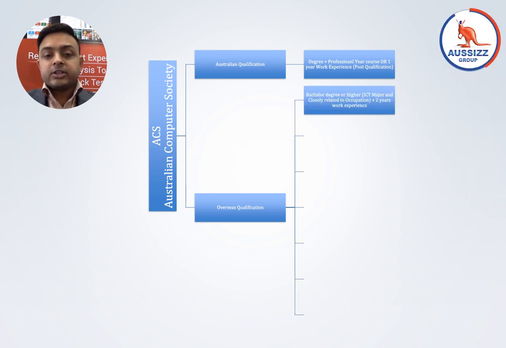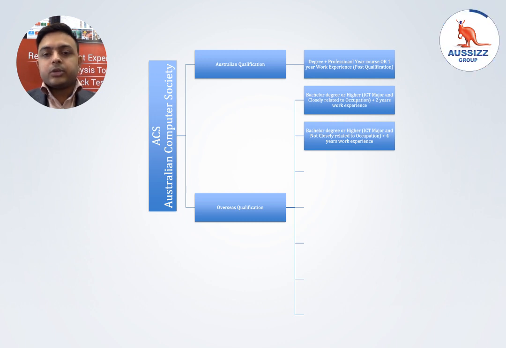So the bachelor's degree which has ICT bachelor's degree or higher equal to an Australian qualification. If it is ICT major and closely related to the occupation, then the person needs to have at least 2 years work experience. If the bachelor's degree is ICT major but not related to the nominated occupation, then the person needs 4 years work experience in that occupation.